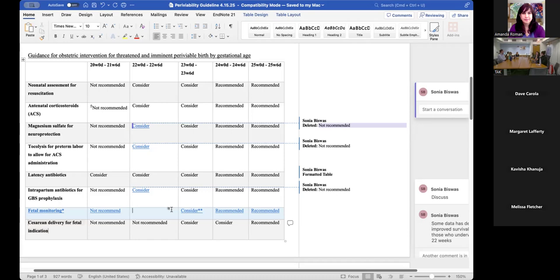I think you and I sound like we might be on the same page in terms of the way that we approach care in the 22nd week. I think the question is, does everybody feel comfortable with not recommending a C-section in the 22nd week? I definitely do. I don't know if everyone feels that way. And remember, this case is, we're talking about 22 and 6 versus 22 and 0.